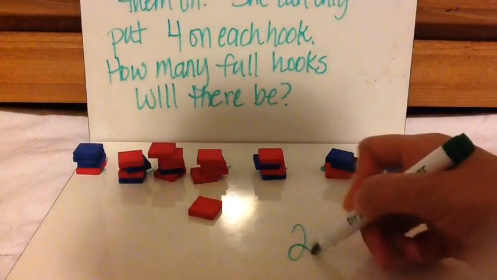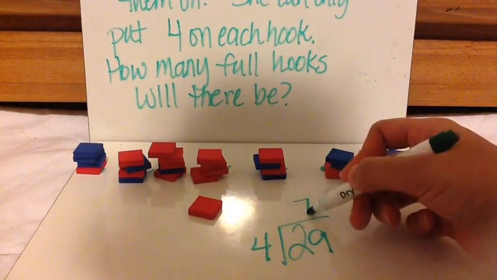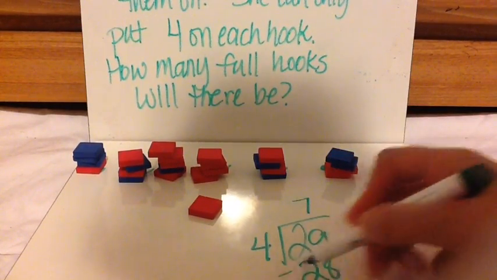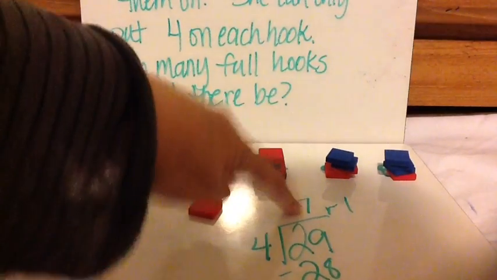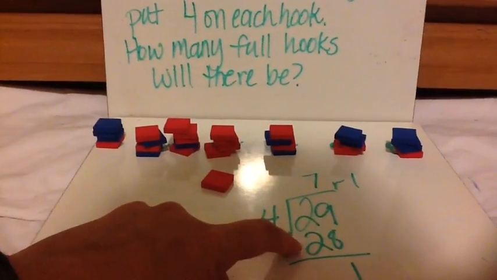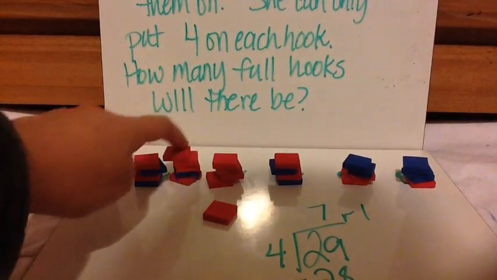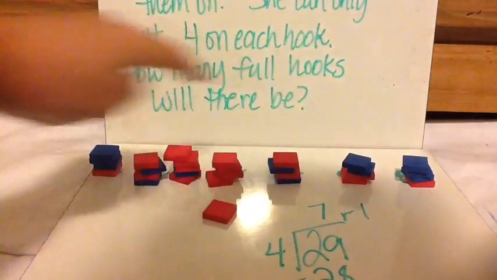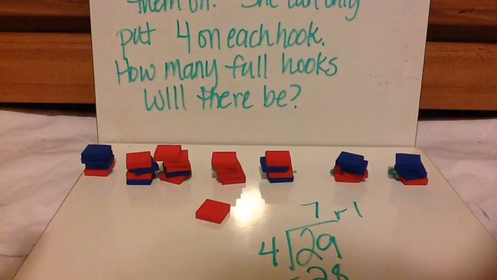So when you do the division, 4 goes into 29 7 times. 7 times 4 equals 28. 1 left over. 7 remainder 1. This means 7 full hooks, 1 left over. 28 of the necklaces will be on full hooks. 1 will not be on a full hook. So 4, 8, 12, 16, 20, 24, 28. 1, 2, 3, 4, 5, 6, 7. So 7 hooks, 1 left over. Full hooks, so 7 is my answer.